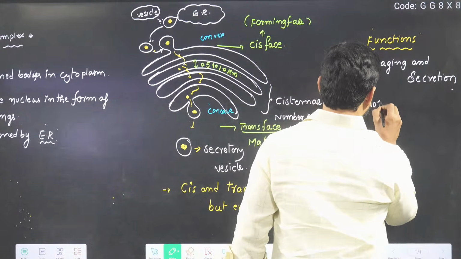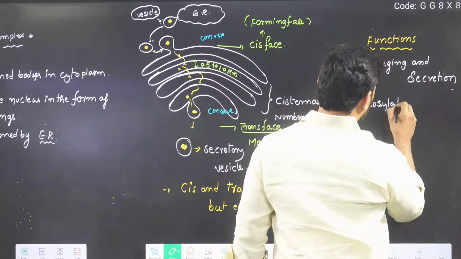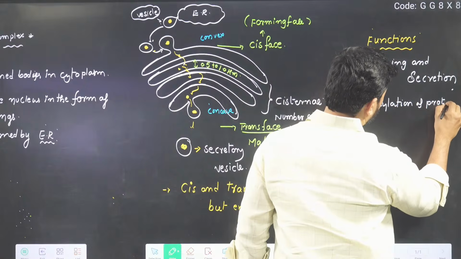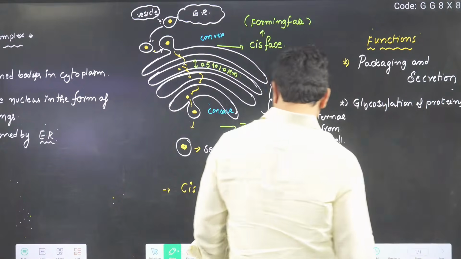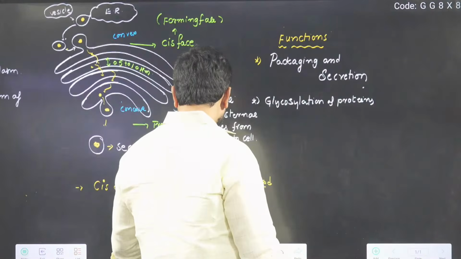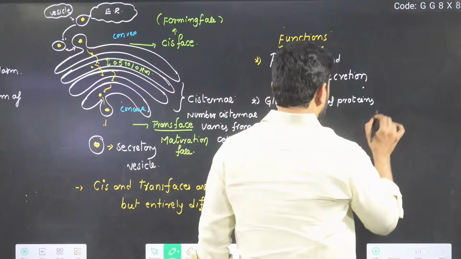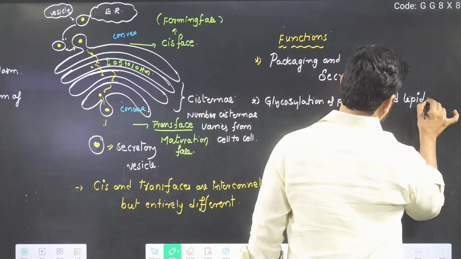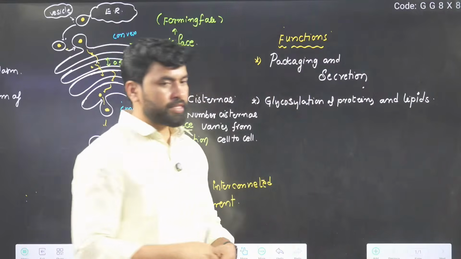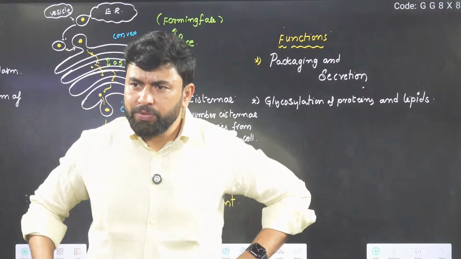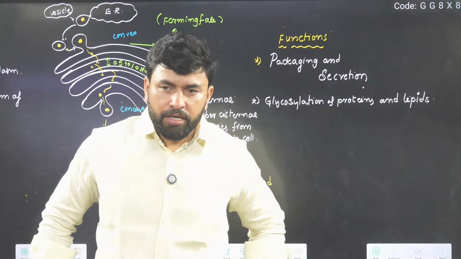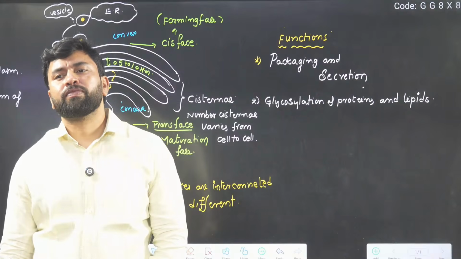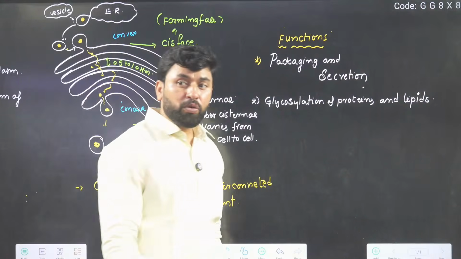Next one, another thing, glycosylation of proteins and lipids. What does it mean by glycosylation of proteins and lipids? Glyco means what? Did I give this term in earlier classes? Glyco means carbohydrates.